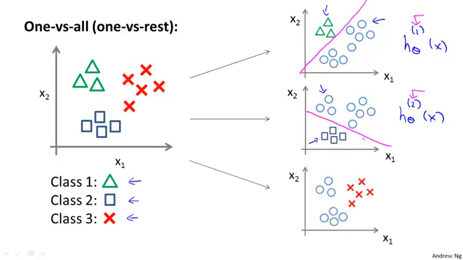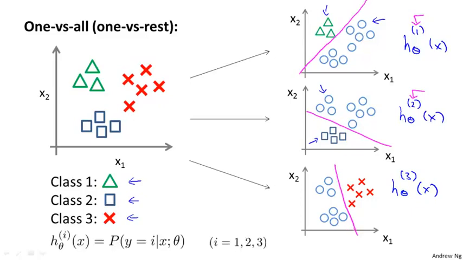And finally, we do the same thing for the third class and fit a third classifier, h superscript 3 of x, and maybe this will give us a classifier that separates the positive and negative examples like that. So to summarize, what we've done is we've fit 3 classifiers. So for i equals 1, 2, 3, we've fit a classifier h superscript i subscript theta of x that's trying to estimate what is the probability that y is equal to class i given x and parameterized by theta, right?